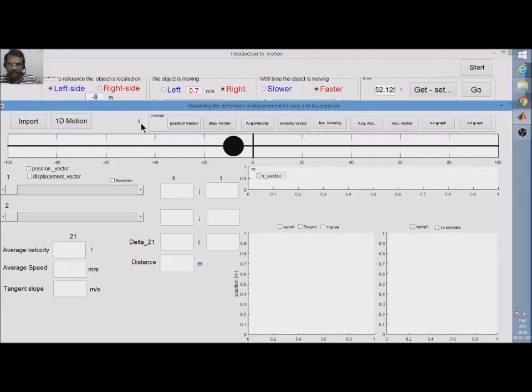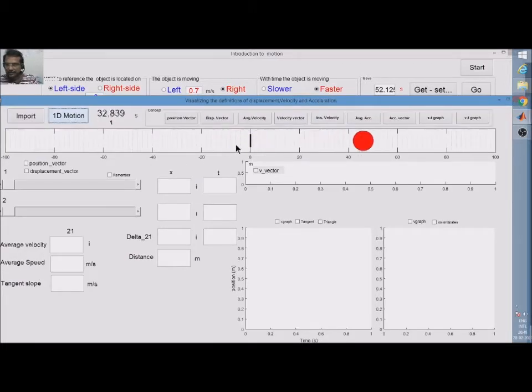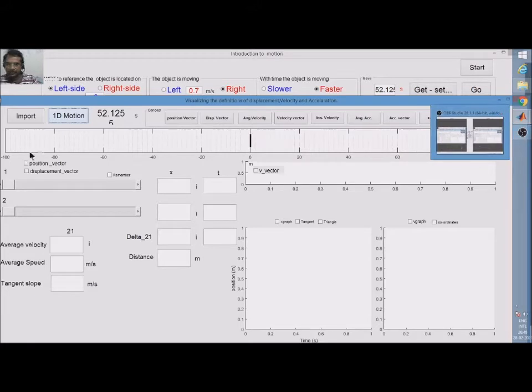To start with, an object is placed at -8 meters and it would be moving with an instantaneous velocity of 0.7 meter per second, and it would be moving faster and faster as a function of time. This is how the motion would appear. It starts here and goes all the way to the right. So let us look at the graphs.